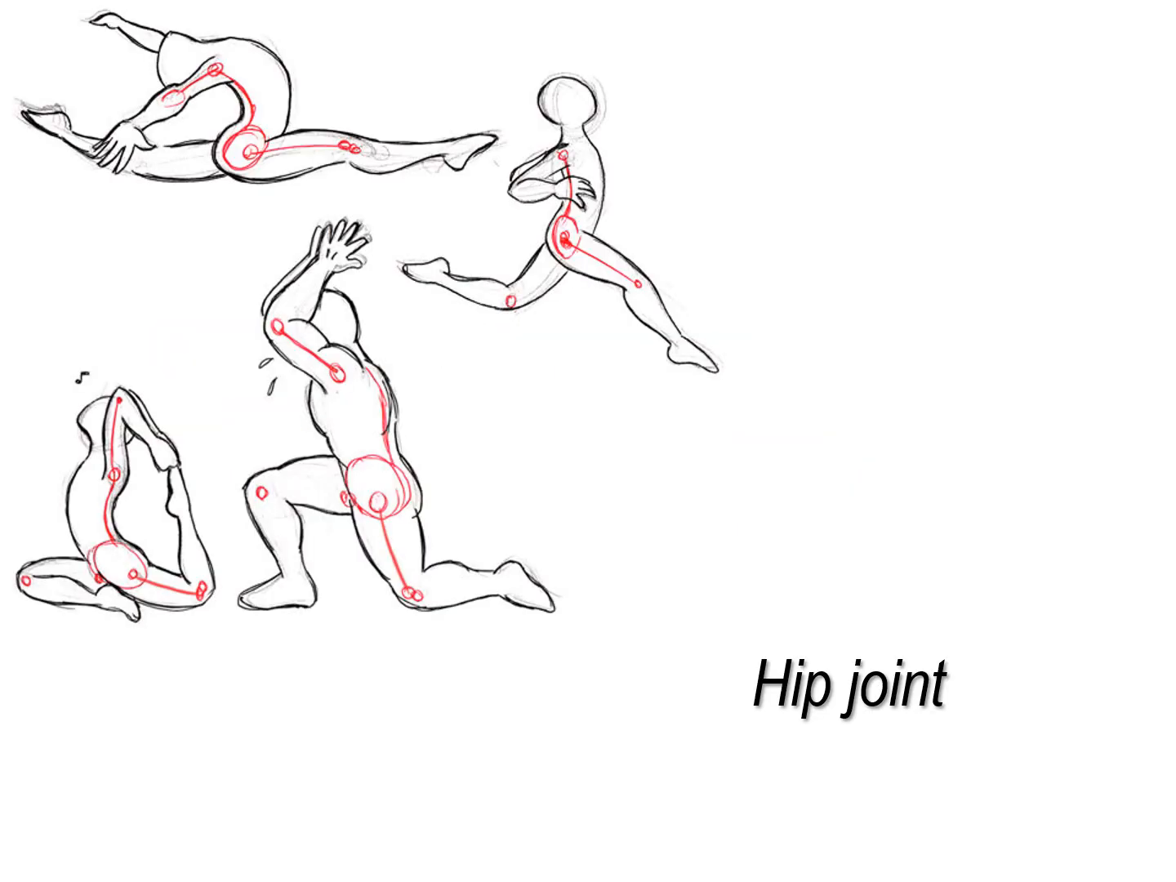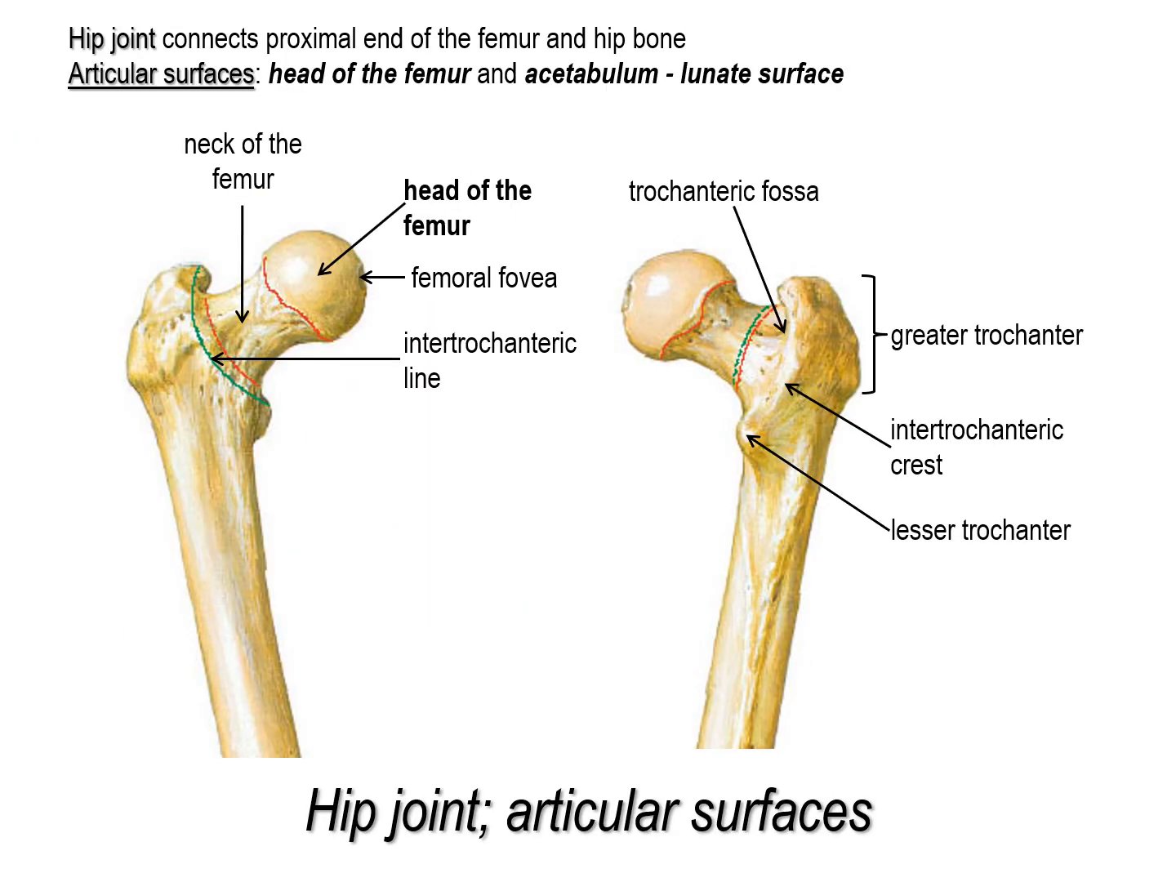The first synovial joint of the lower limb that I will explain to you is the hip joint. It is a ball and socket type of synovial joint between the head of the femur and acetabulum of the hip bone. This joint is the largest ball and socket type of joint in the body. The hip joint connects the proximal end of the femur and hip bone. Articular surfaces are the head of the femur and acetabulum located at the lateral surface of the hip bone.